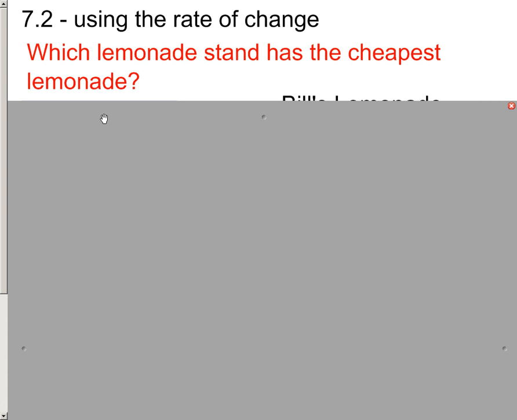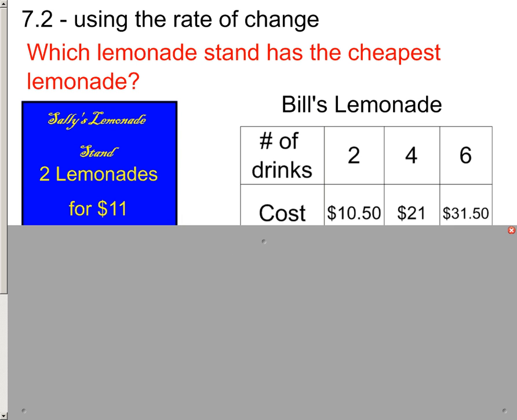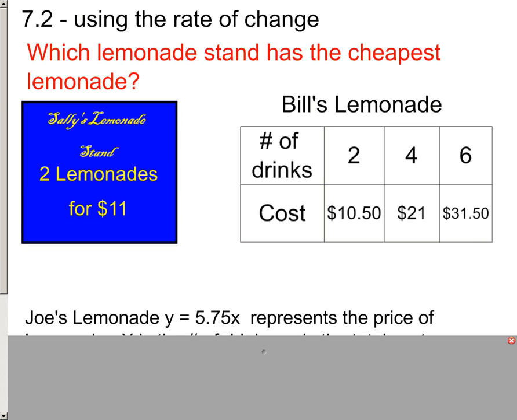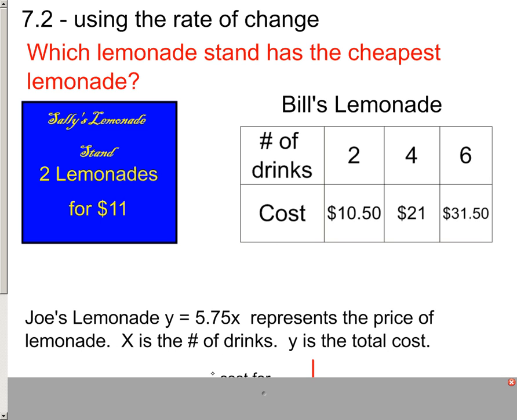Here's a bit of a problem that will let us look at the rate of change in proportional relationships a little bit more. Let's say that you're going to some sort of fair or carnival and you see three different lemonade stands. From those different lemonade stands, we've taken pieces of information to make a little bit of a math puzzle for us today.